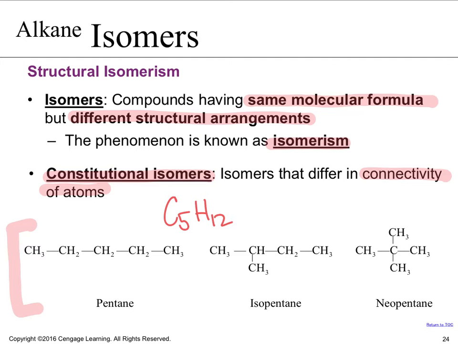However, they're connected differently. So the first example here, we've got all 5 carbons connected in a continuous chain. If we look at the second example, the longest continuous chain we can find is 4. And then there is the 5th carbon coming off of the chain, so it's branched. The third example, the longest chain we have is 3. And there are then 2 of the carbons coming off of the middle, so it's kind of double branched. So again, all have the same formula, but the connectivity is different.